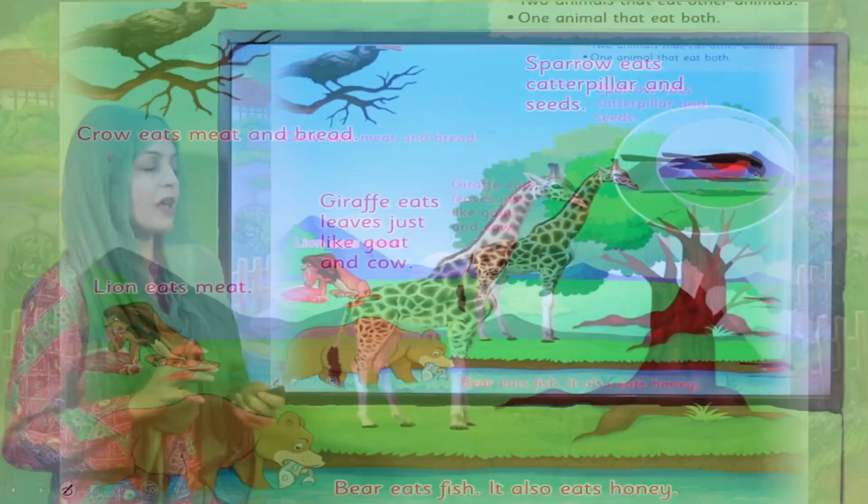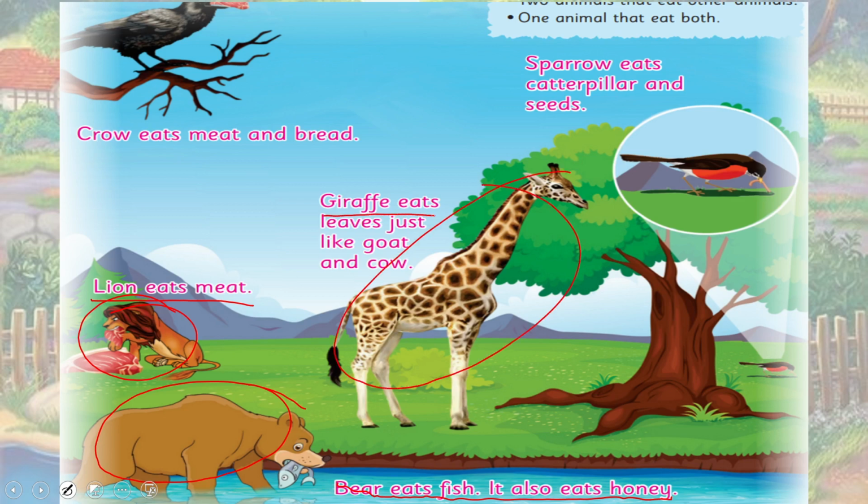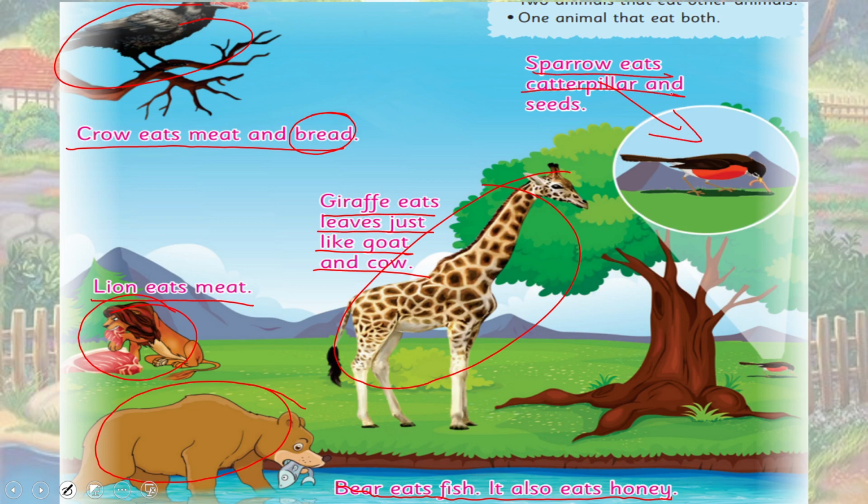Okay. Here is the picture. So here you can see, lion eats meat. This is a bear. Bear eats fish and it also eats honey. Giraffe. A giraffe eats leaves, just like goat and cow. Crow. Crow eats meat and bread. Sparrow. Sparrow eats caterpillars and seeds.